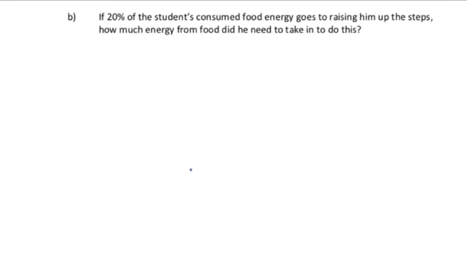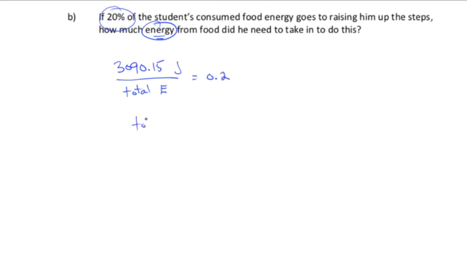But the second part brings in efficiency, and it says if 20% of the student's consumed food energy goes to raising him up the steps, how much energy from food did he need to take in to do this? In other words, the efficiency is 0.2. That's what that is telling us. So if we go back to the energy, careful, it's giving us energy information, not power information. So we have to go back to the energy that we had above, which was 3090.15 joules. And that's divided by the total energy consumed, which is what we're looking for. We know that's equal to 0.2.